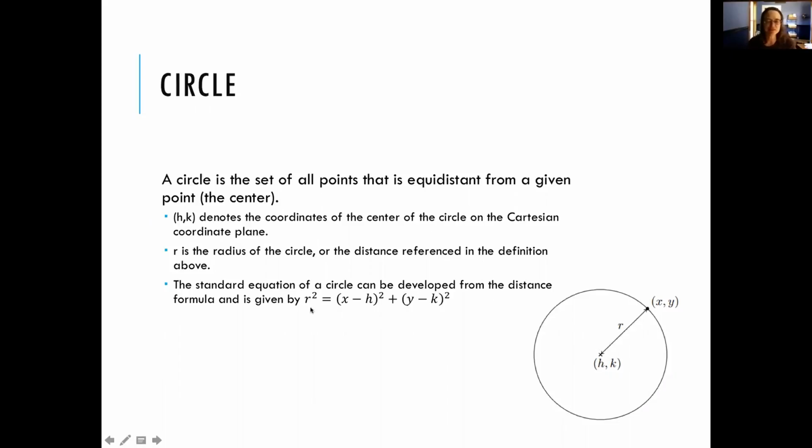And the standard form for a circle is that the radius squared equals (x minus h) squared, where h is the x-coordinate of the center, plus (y minus k) squared, and k is the y-coordinate of the center of the circle. This is a fairly familiar equation by this point, I'm sure.